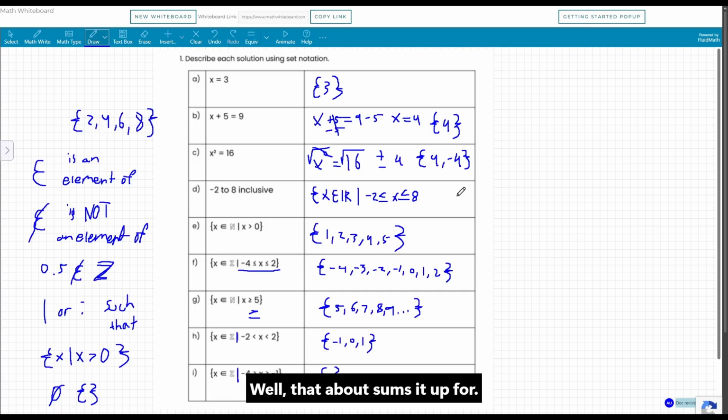Well, that about sums it up for this first lesson of grade 9 unit 1, which are common number sets as well as set notations.